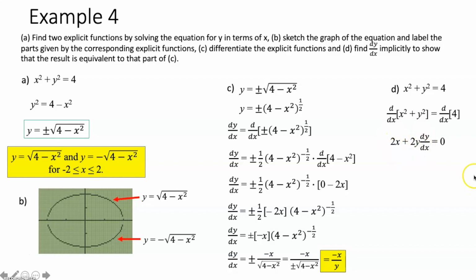So this 2x needs to go over here. So I subtract both sides by 2x. I then factor out a dy/dx. Well, I don't have to because it's just one term. Then I solve for dy/dx by dividing both sides by 2y. I then can simplify this. The 2's cancel each other out, and I get dy/dx is equal to negative x over y. Wow, that was much easier than using the chain rule and simplifying like this and then substituting.